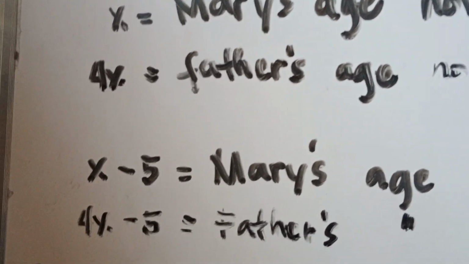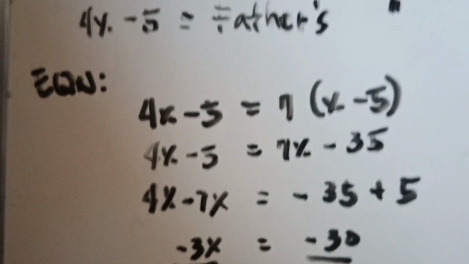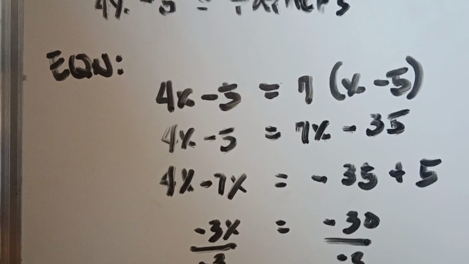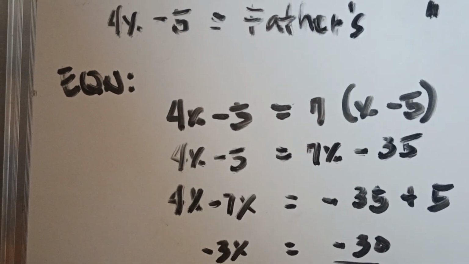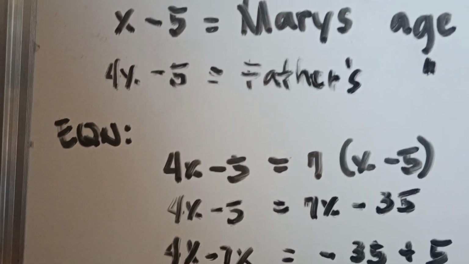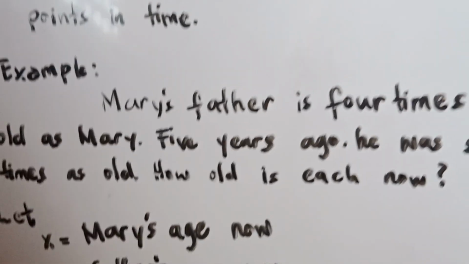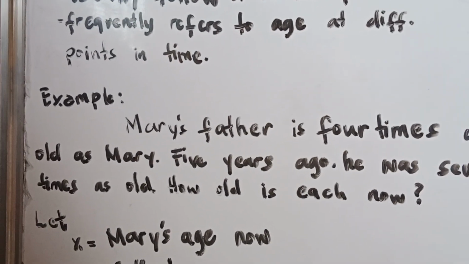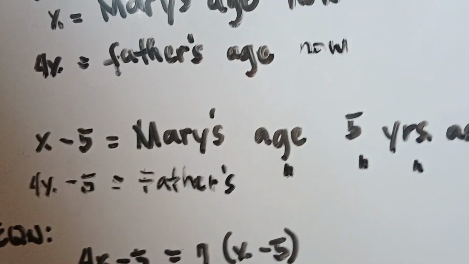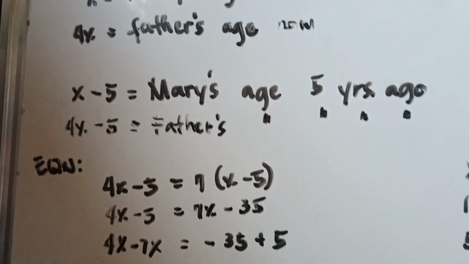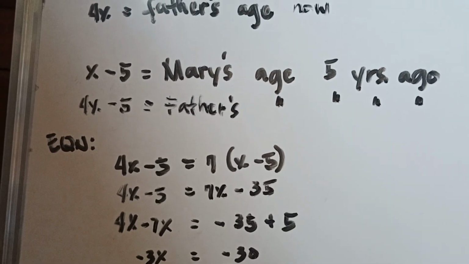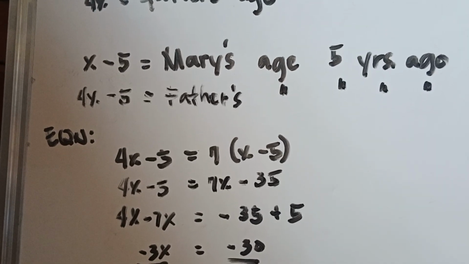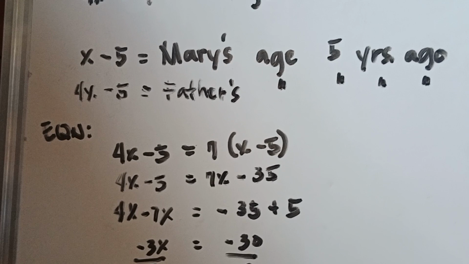After that, we will have to make an equation about the problem. When we make an equation about the problem, we usually make use of the statement in the last part of the problem. Let's go back to the last statement. It says here, 5 years ago, he was 7 times as old. So let's look at the representation 5 years ago. The equation will be 4x minus 5, which is actually father's age, is equal to 7 times x minus 5. So the age of father is 7 times as old.